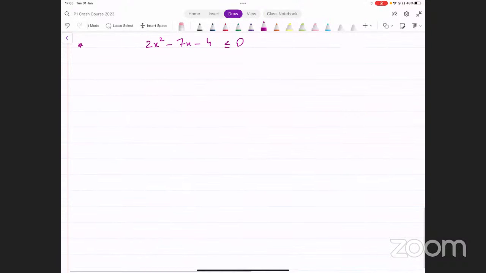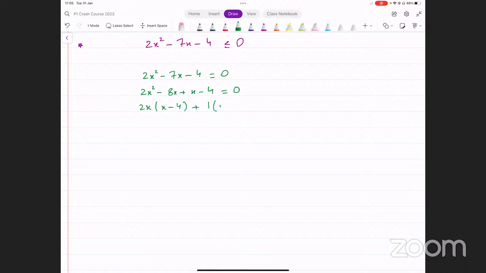Now, how do we start? The first thing that you're going to do is treat this as an equation. What does that give you? That gives you 2x squared minus 7x minus 4 equals 0. And now you solve this equation. How do we solve this equation? We can factorize this if we want. It becomes 2x squared minus 8x plus x minus 4 equals 0. We take 2x common, and that leaves us with x minus 4 inside, plus 1 into x minus 4. And we get two factors from this, 2x plus 1 into x minus 4 equals 0, which means either x equals minus 1 over 2 or x equals 4.